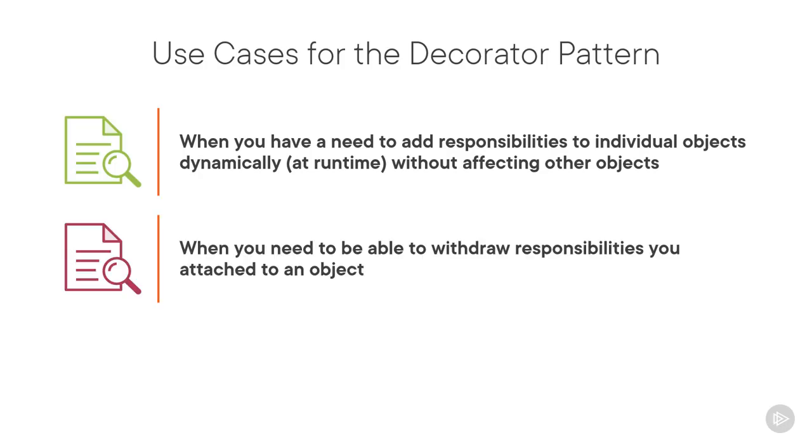Another good use case for this pattern is when you need to be able to withdraw responsibilities you attached to an object. Decorators can be applied dynamically, and thus also removed dynamically. That's an advantage when, for example, you want to switch out storing mail messages in a database to another user store. Simply remove the message database decorator and, if needed, replace it.